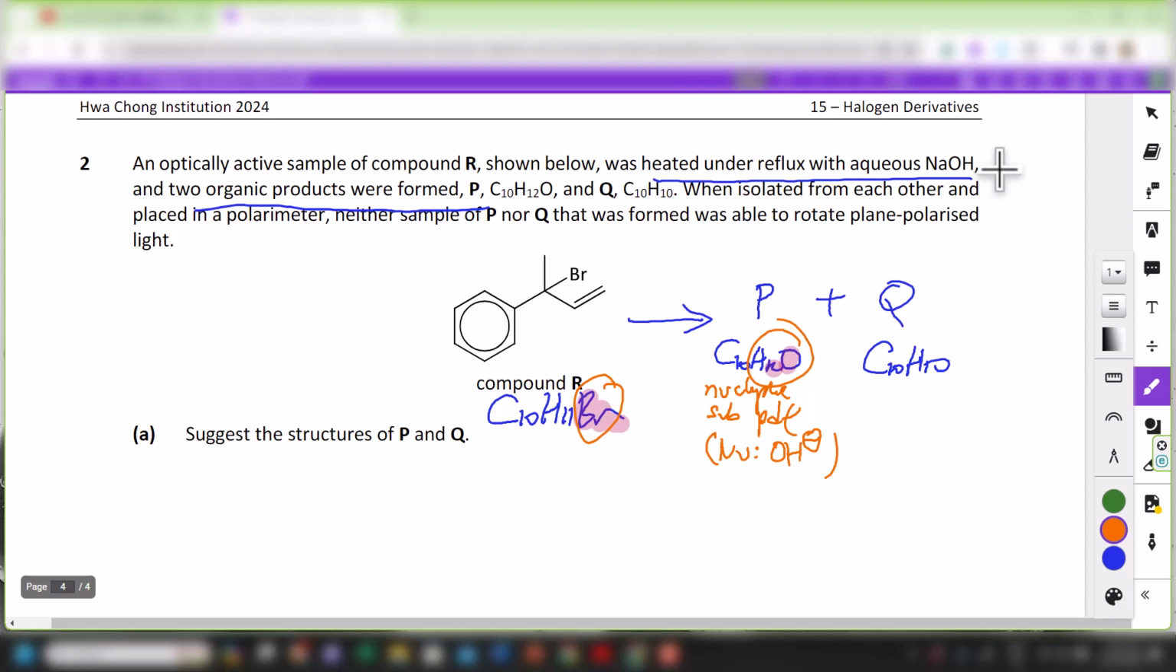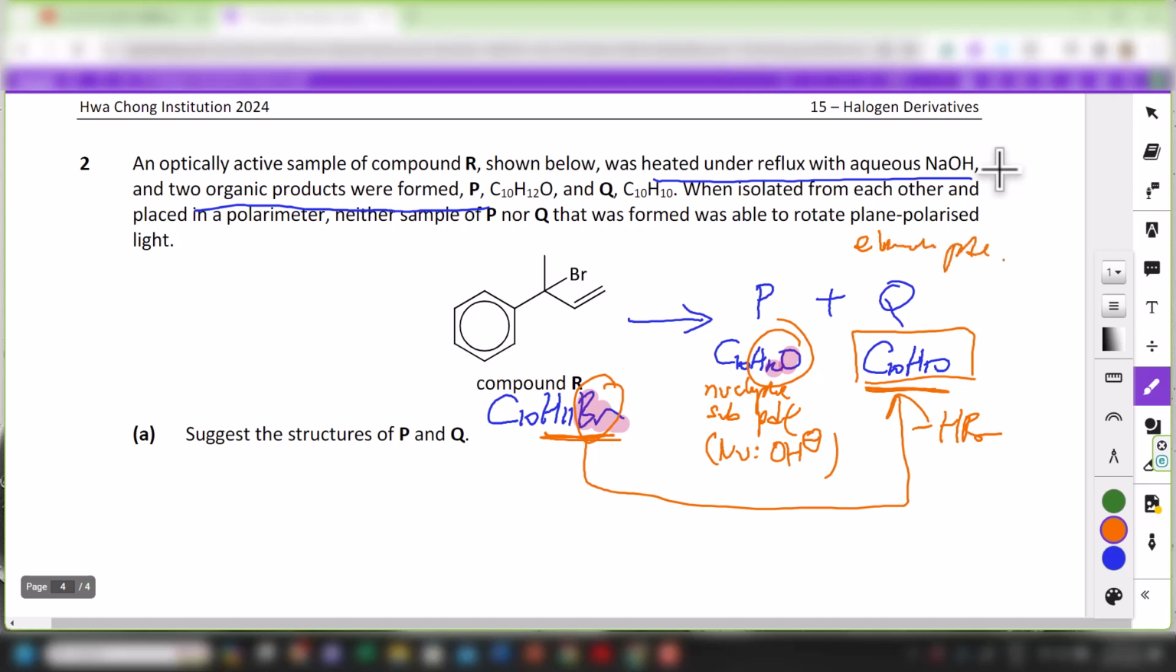Then what about Q? Q has a formula C10H10. If you compare these two formulas, just look at the end part. You notice that an HBr is gone, so it's like a minus HBr from R to Q. So this is likely to be an elimination product.